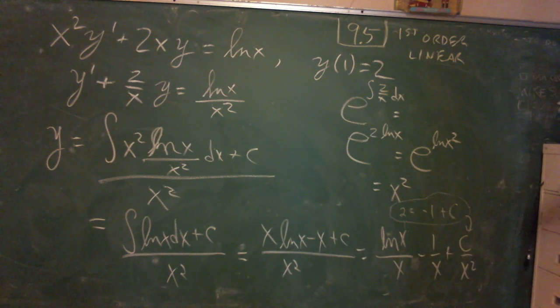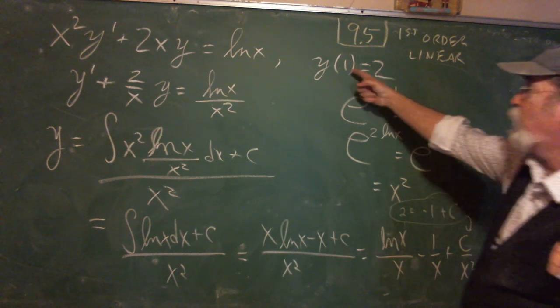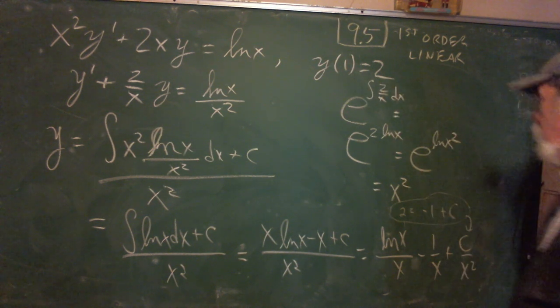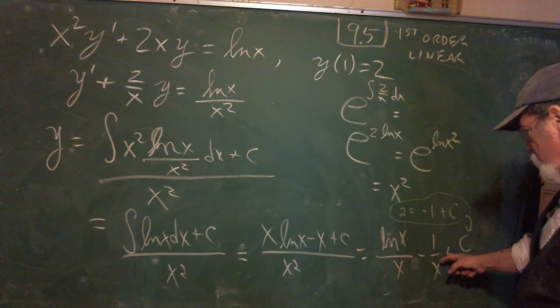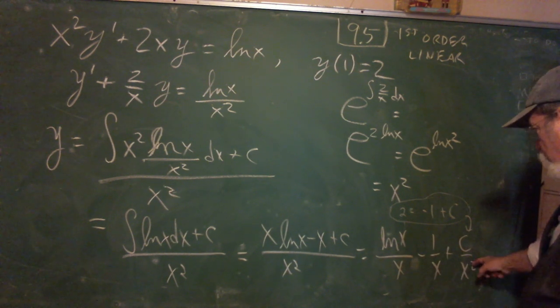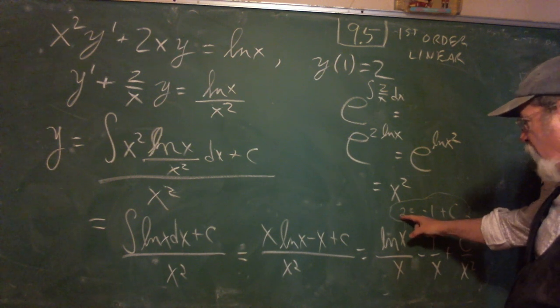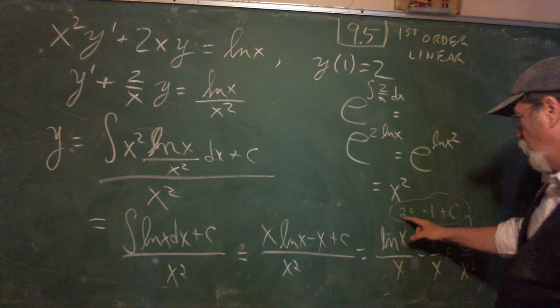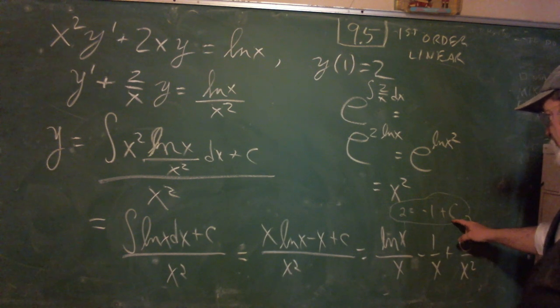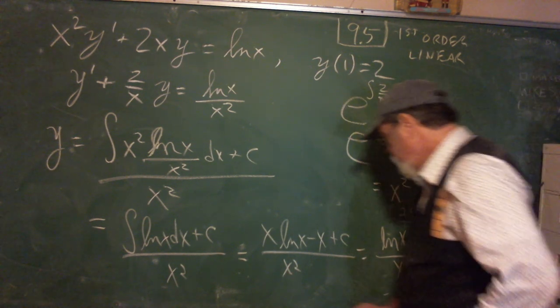That's the general solution. And when x is 1, y has to be 2. So when x is 1, natural log of 1 is 0. So this is negative 1 over 1 plus c over 1. So I have 2, that's the y value. Remember y, way over here. y equals all this stuff. y equals negative 1 plus c. c has to be 3. So that gives me my answer.